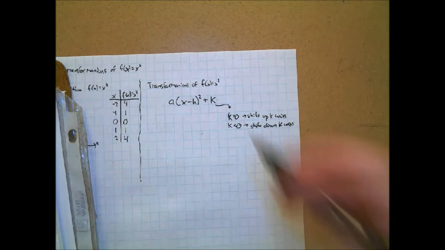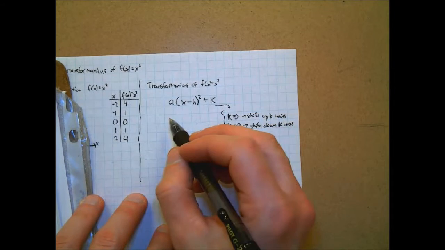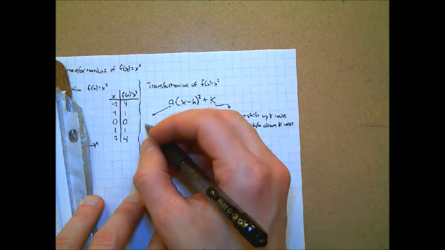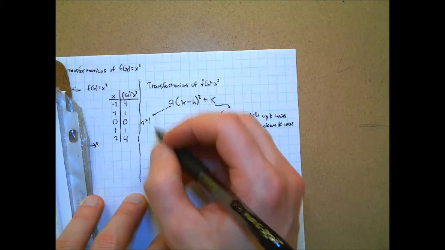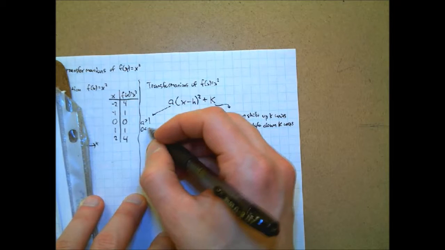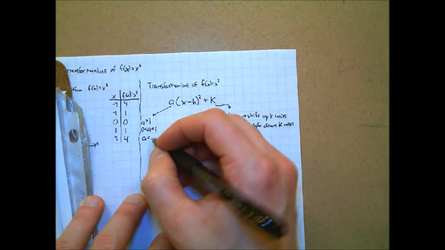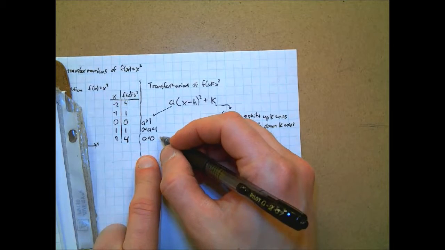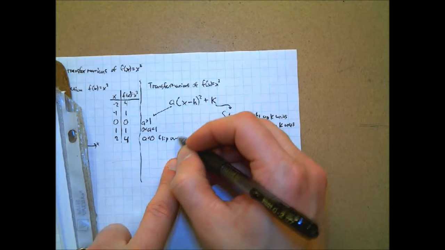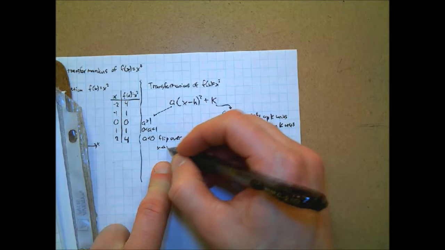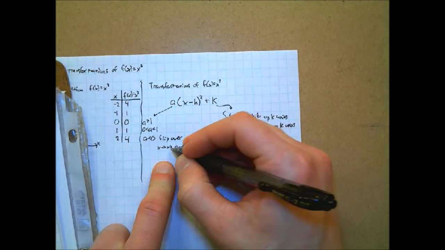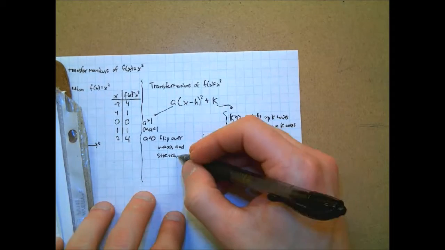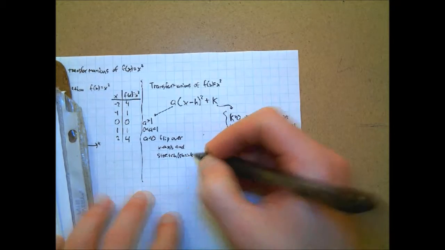Okay, and then let's do what Teresa was saying, too. I don't know if I'm going to have enough space. We'll see. A greater than 1, 0 less than a less than 1, and a less than 0. Teresa said a less than 0, it flips over the x-axis, and stretch as well, or shrink, depending. So she was right.